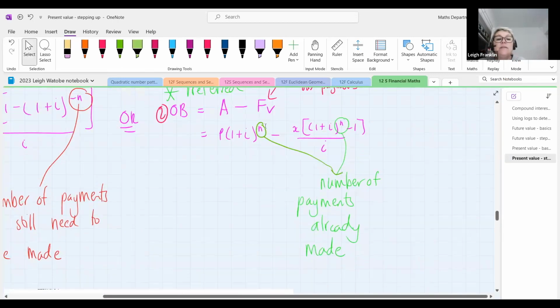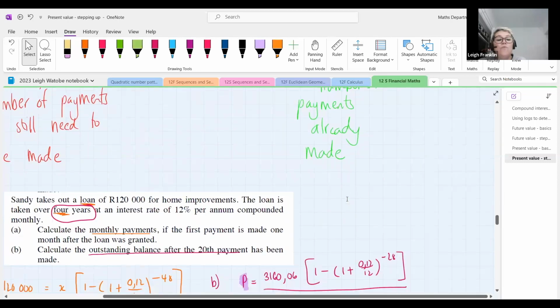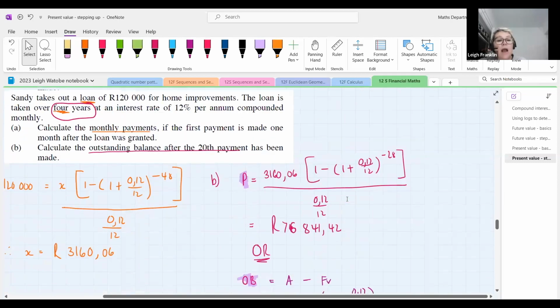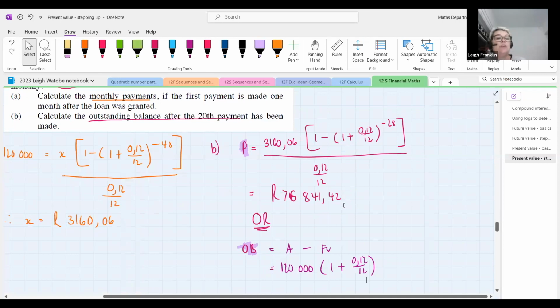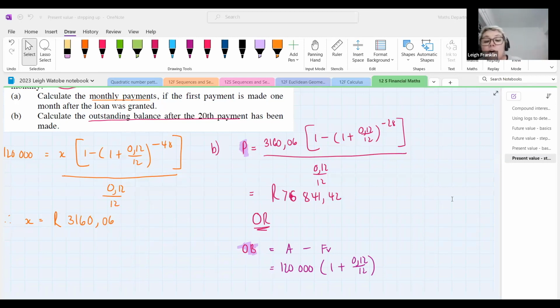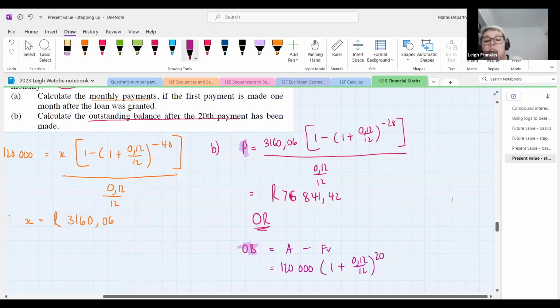And now N is the number of payments that have already been made. How many payments has she made? If we want to calculate the outstanding balance after the 20th payment, there are 20 payments that have been made. So our exponent here is 20, minus the future value of our payments.